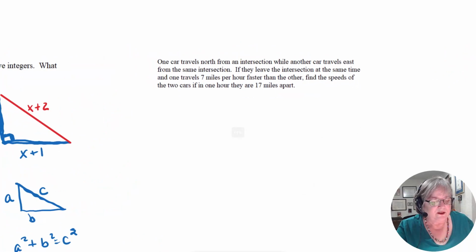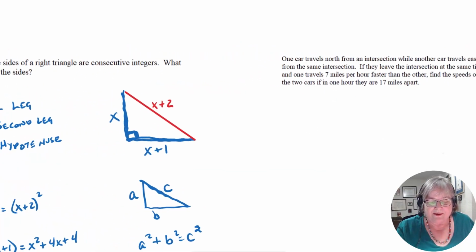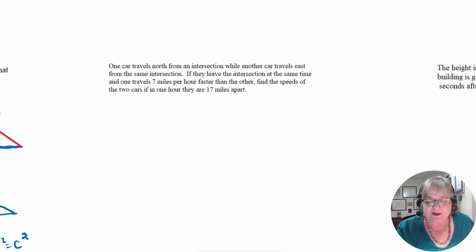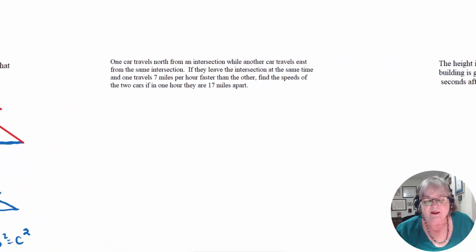Alrighty, let's do another one. This one seems to be a popular one. It's related actually to this one, all right, but it doesn't necessarily read that way. And it says one car travels north from an intersection while another car travels east from the same intersection. If they leave the intersection at the same time and one travels 7 miles per hour faster than the other, find the speeds of the two cars if in 1 hour they are 17 miles apart.